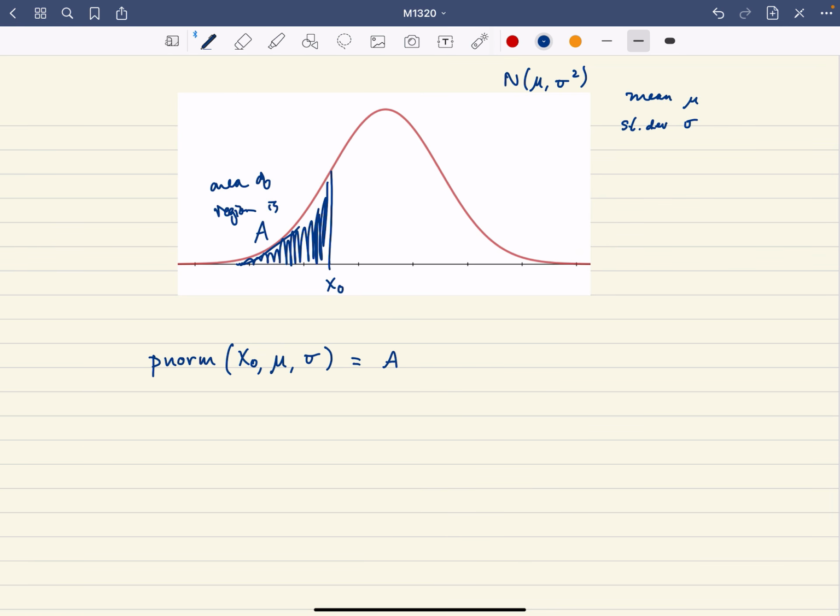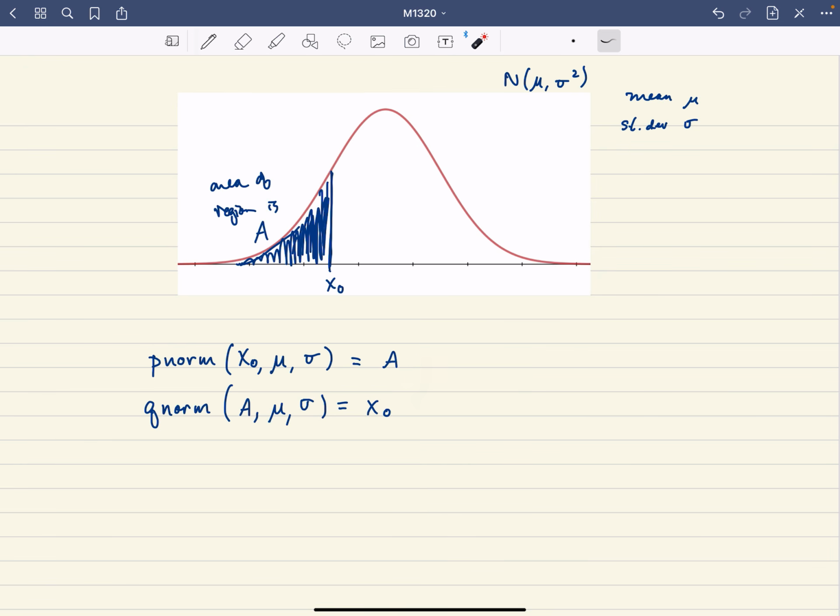On the other hand, you could also ask what's the cutoff, up to which point under the curve is area A. And this is the q-norm function. The q-norm says, find me the x value so that up to that x value, assuming that we're working with a normal curve with mean mu and standard deviation sigma, we have area A. And so this would output that x value, x naught. These two functions are very closely related.